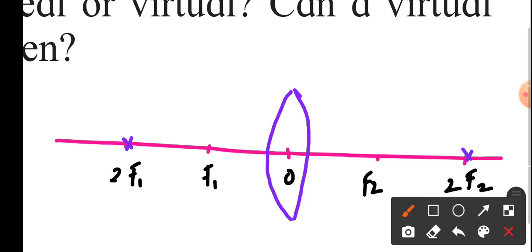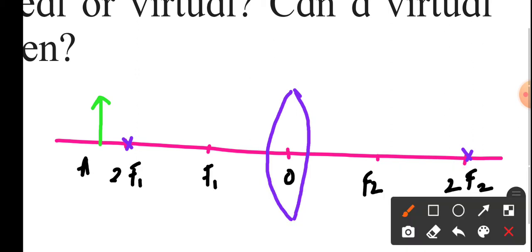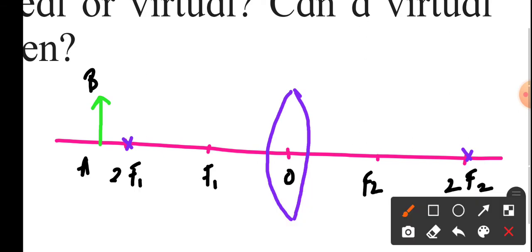After this, you have to place the object wherever they said. Here I am taking beyond 2f1. So here I will draw the object. Once the object is drawn, don't forget to give the arrowhead to the object and label it. I'm labeling it. This is A and this is B.